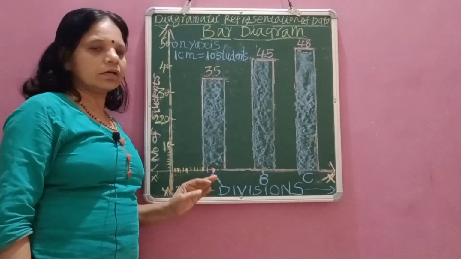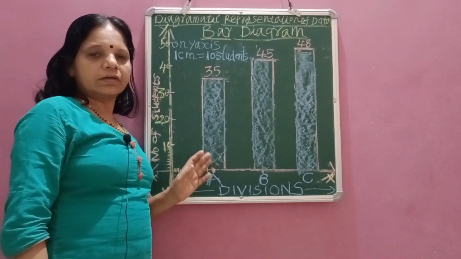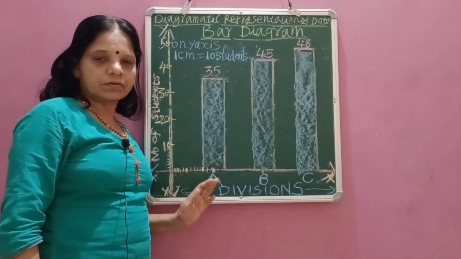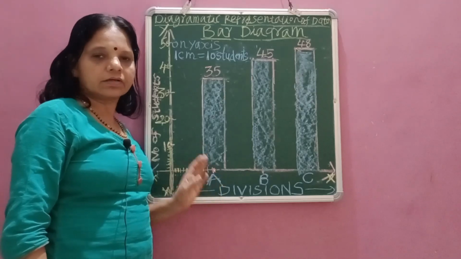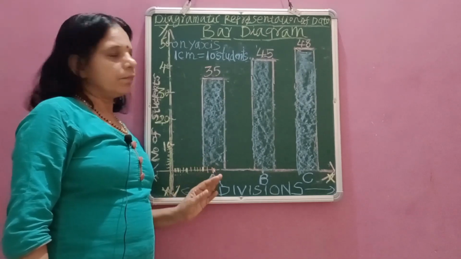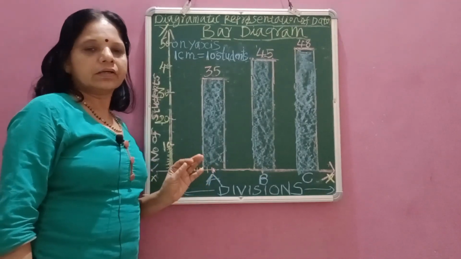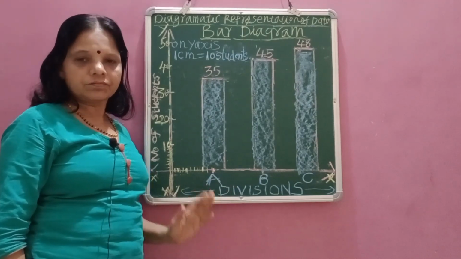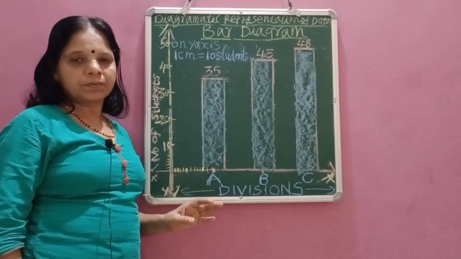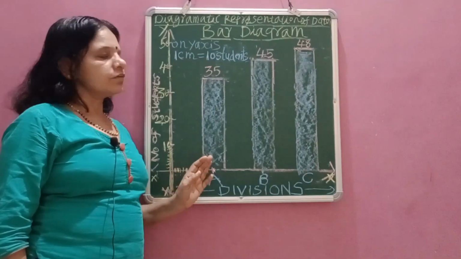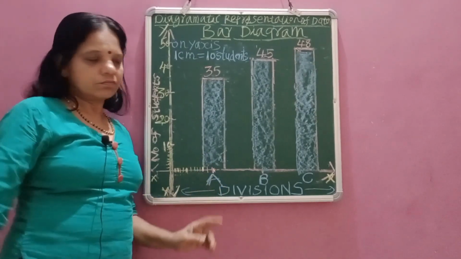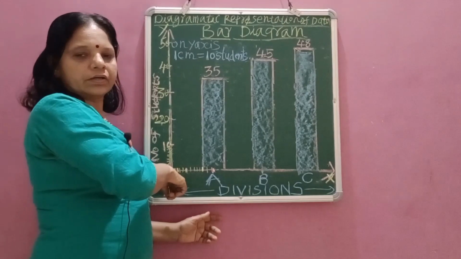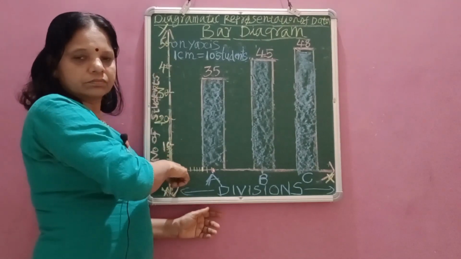The bars are the diagrammatic representation of the given quantitative information or statistical data. What is the data here? The number of students studying in 3 divisions A, B and C. That is the information you have to represent using a bar diagram. What have I done first? First I drew the number line, that is the x-axis horizontally, and the y-axis.